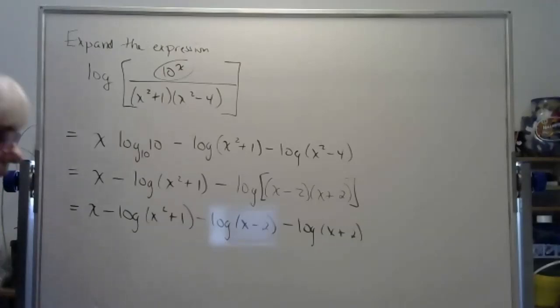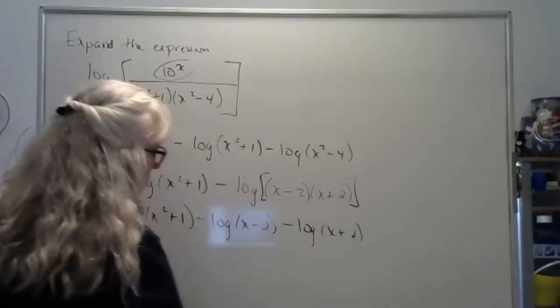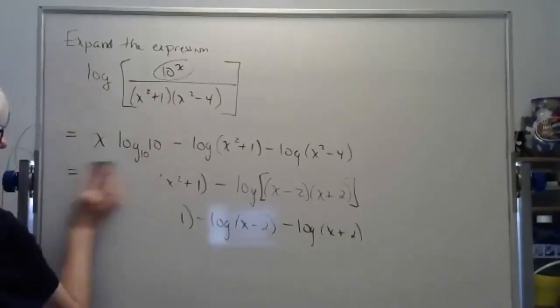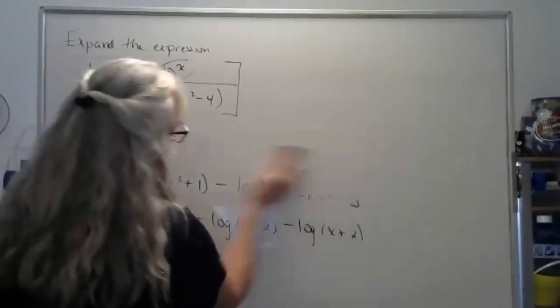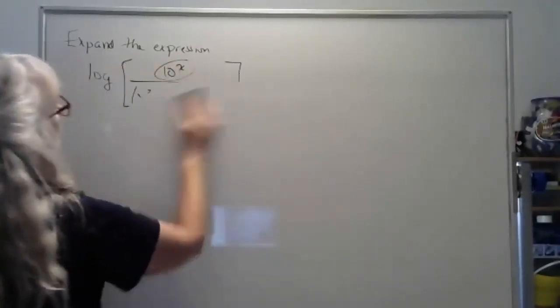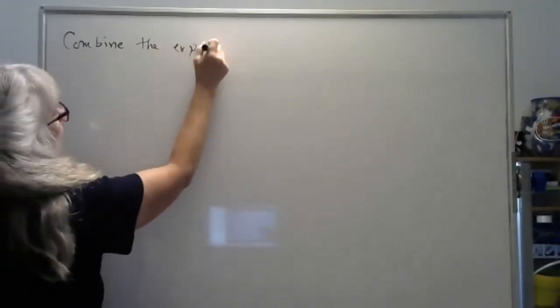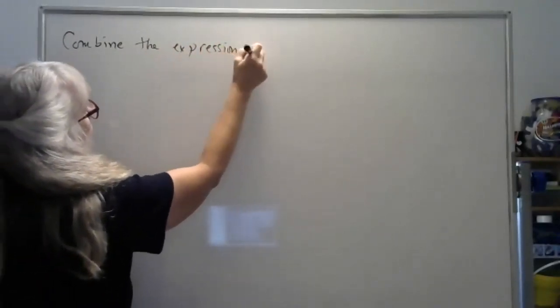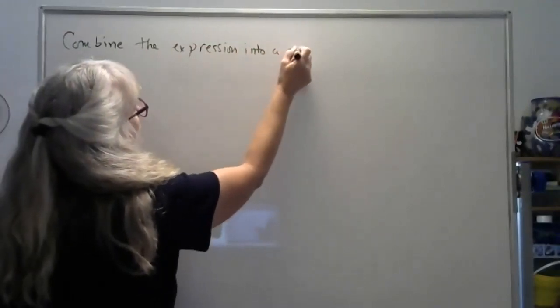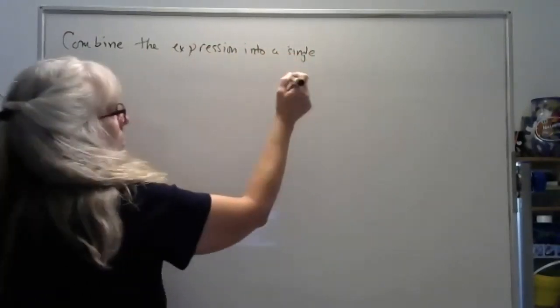All we have to do is go the other direction now. So now we're going to start with the ugly stuff and write it as a single logarithm. So we're going to combine the expression into a single quantity, a single logarithm.